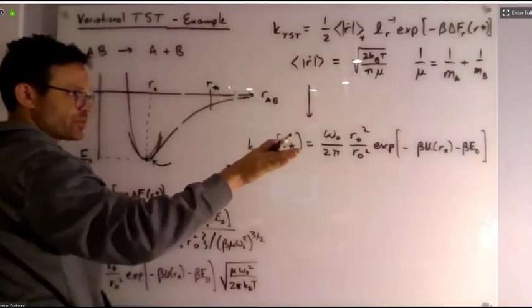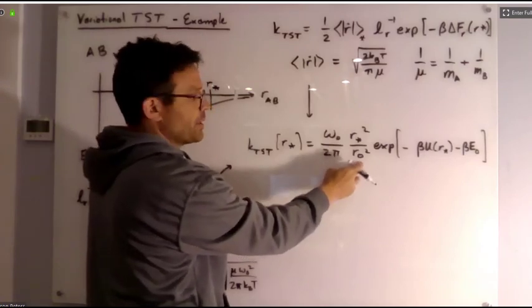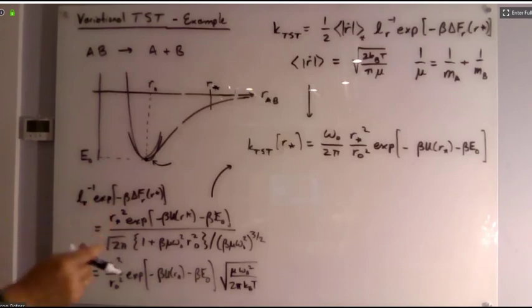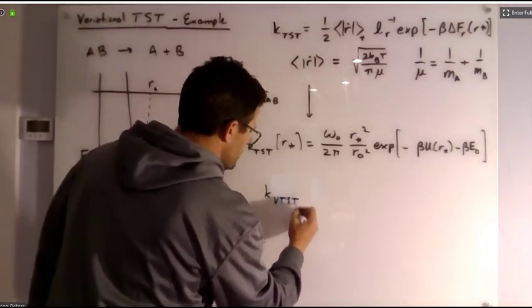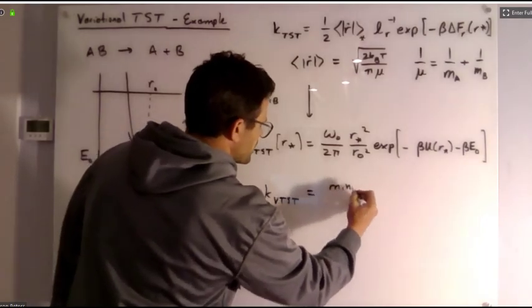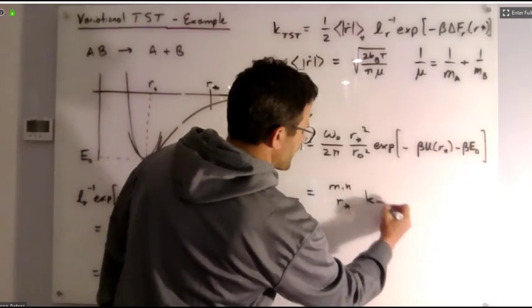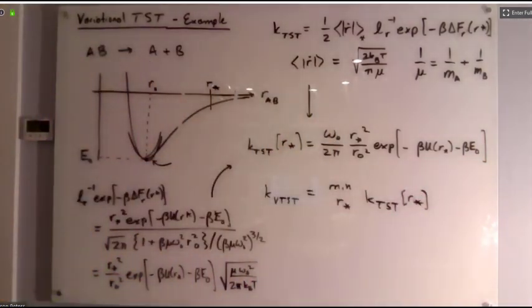Of course, when I choose that gigantic r star, I end up with a rate constant that's very big, because the r star over r naught term becomes large. You know, where is the optimum? Well, that is what VTST tells you that we should pick. So VTST is going to be the minimum over all possible choices of r star of K_TST of r star. Okay, and so this is basically the recipe.